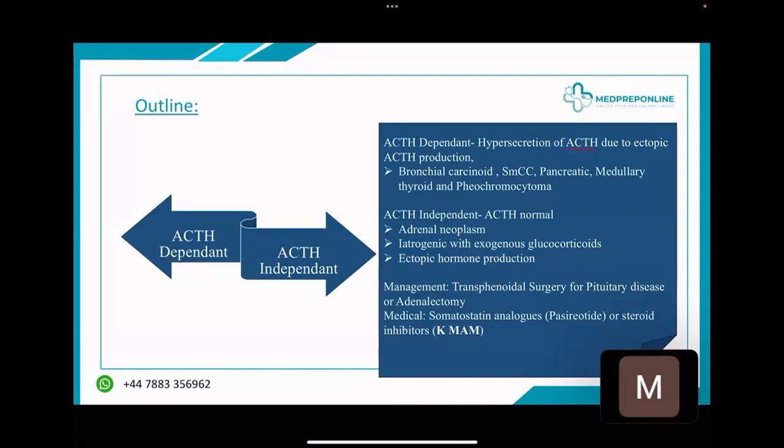Now, K-MAM is just the mnemonic for you to memorize them. This is ketoconazole. You have mifepristone. There's a drug called aminoglutethimide. And metyrapone. So this constitutes the medical management of Cushing's disease.